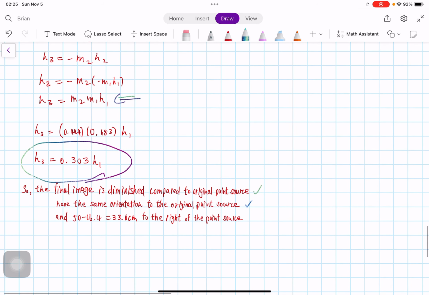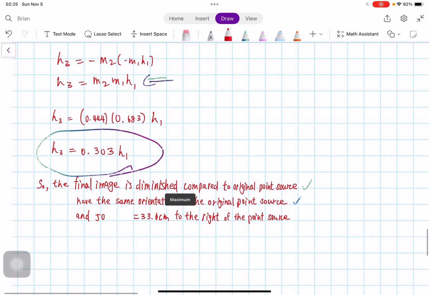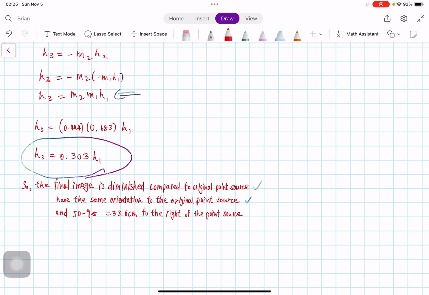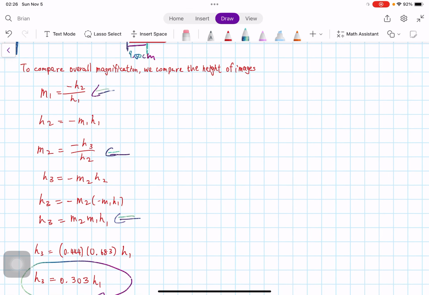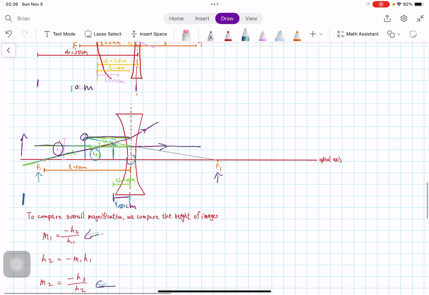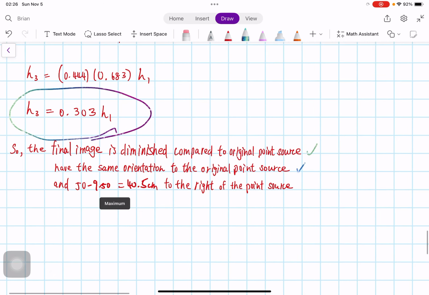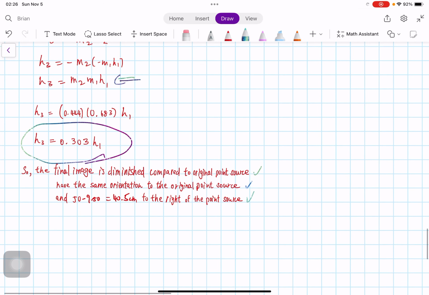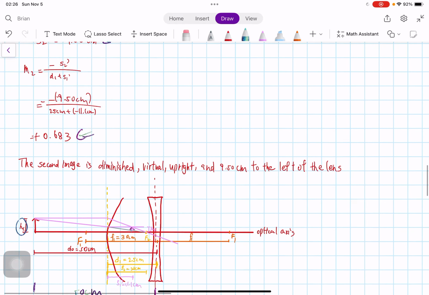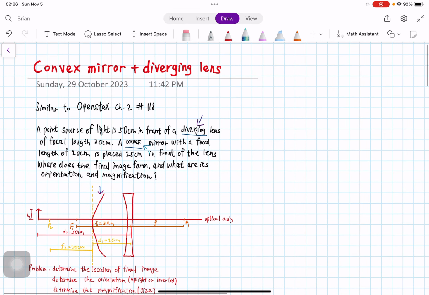And this shouldn't be 16.4. This should be 9.5. And this would not be 33.6. This would be 40.5 centimeters to the right. So after I subtract these two values, I have the third sentence to be checked. And that concludes the convex mirror and diverging lens.